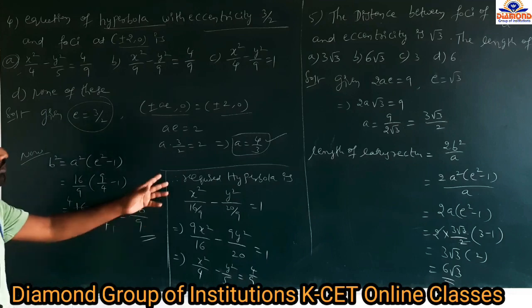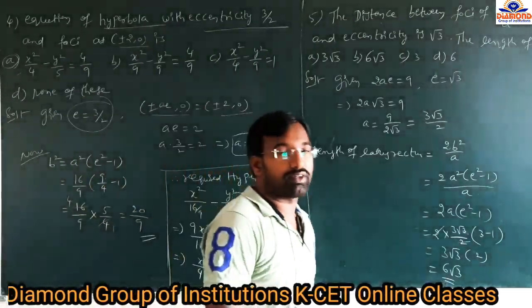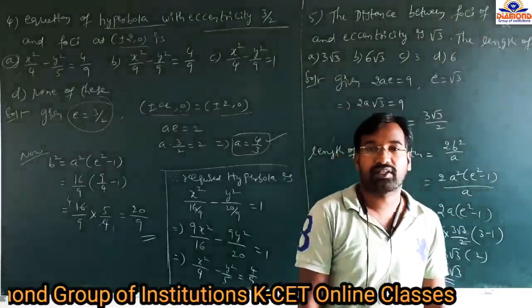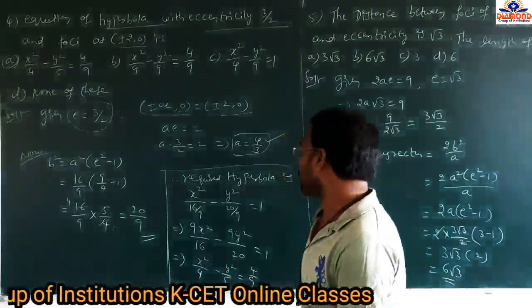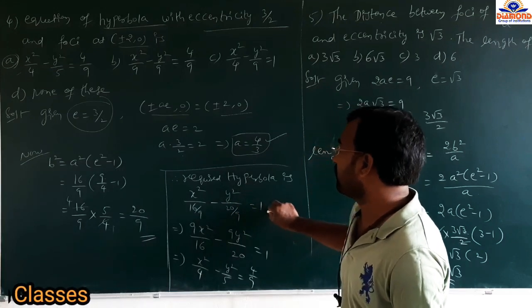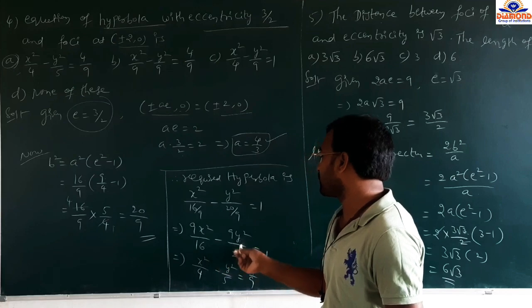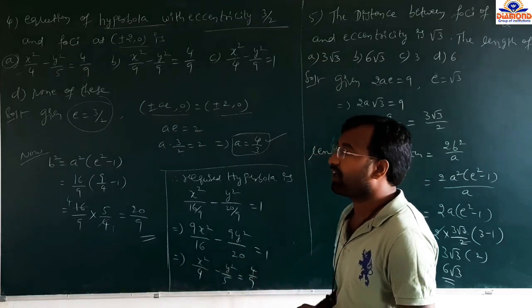So a square value, b square value, substitute in the standard form of the hyperbola, x square by a square minus y square by b square equal to 1. If you substitute, what do you get? x square by 16 by 9 minus y square by 20 by 9 equal to 1. So this changes to 9x square by 16 minus 9y square by 20 equal to 1. This is the required hyperbola.